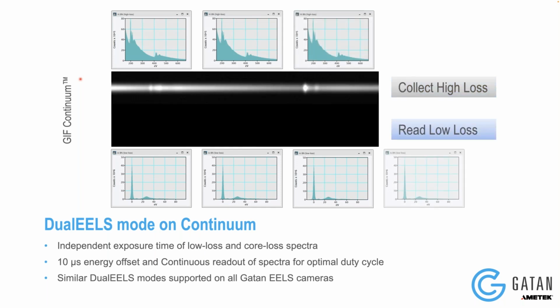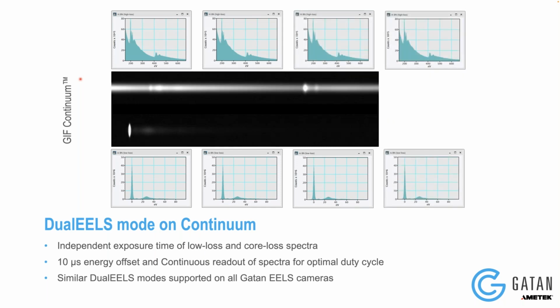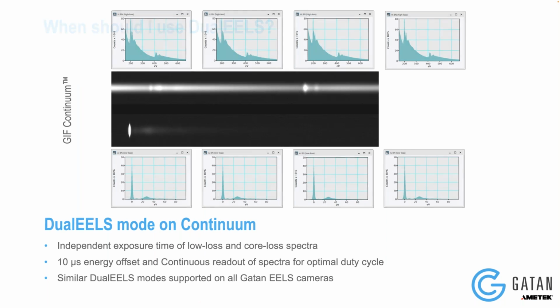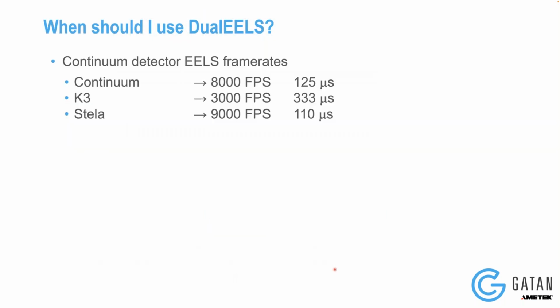And what we see is essentially data coming in at the same time. We get a pair of spectra instead of just a single spectrum. So this is the readout mode on the fiber couple camera. We have similar readout modes on the other supported cameras. So we can ask ourselves the question, when should we do DualEELS?